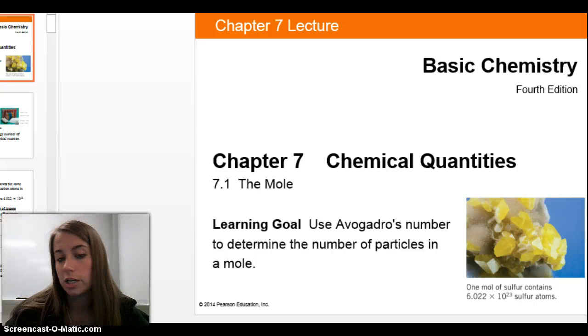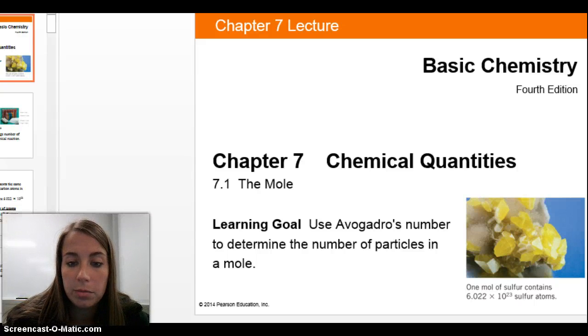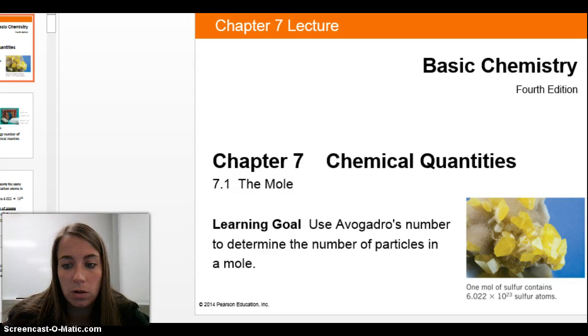All right, guys, we're going to get started. This is 7.1, the mole. The learning goal is to use Avogadro's number to determine the number of particles in a mole.